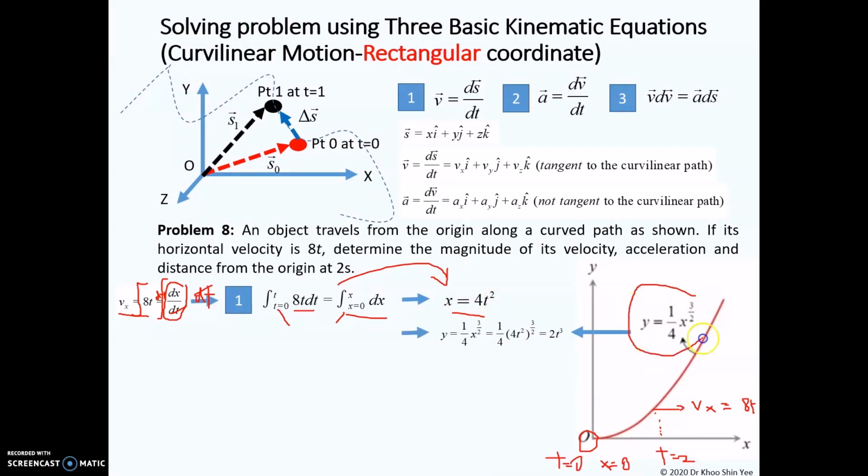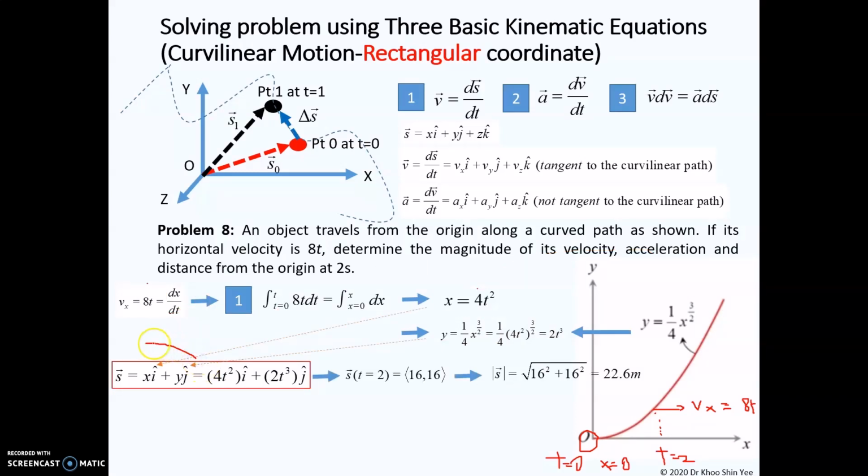Since the path gives y in terms of x, you can substitute x in and change y into a function of t. Since this is 2D, our displacement vector is xi plus yj. So x is the function of t here. We can substitute it in, and your y function is equal to 2t cubed. After you substitute, you should obtain this result.